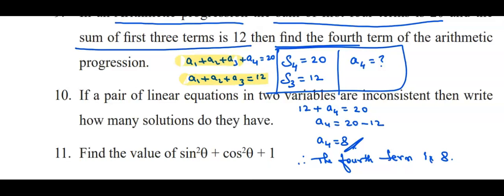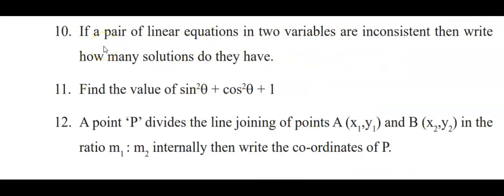Question number 10. If a pair of linear equations in two variables are inconsistent, then write how many solutions do they have. Now let me discuss few points related to this question. Now we know that when the two lines are moving parallel to each other, they are not touching each other, they are not intersecting with each other. So when the two lines are moving parallel to each other, then such type of lines we call as parallel lines.